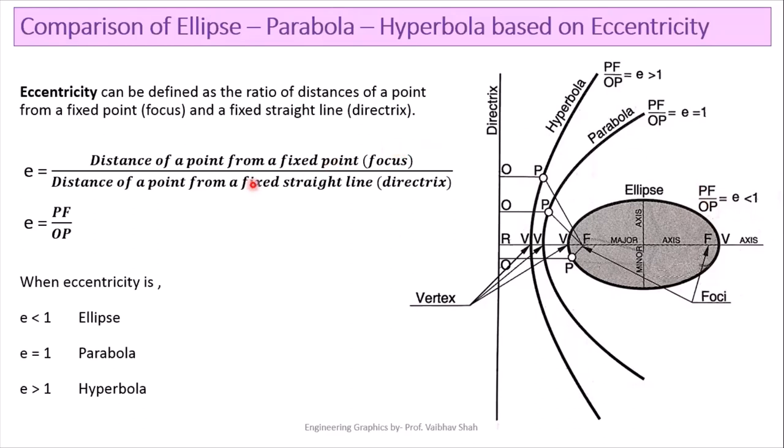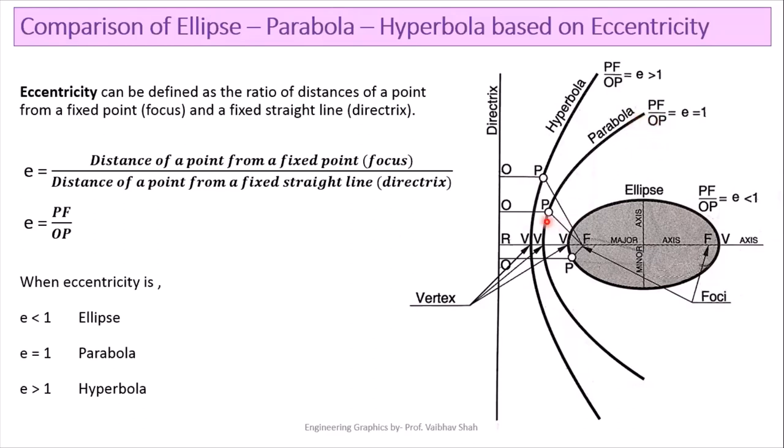Now, let us define eccentricity for the second curve, the parabola. Let us first take any point P on this parabola. Eccentricity E is equal to the distance of a point from a fixed point. This is your point, and the distance of this point from the fixed point, that means your focal point, PF would be your distance. Let us put this PF, divided by the distance of the point from a fixed straight line or directrix. Its distance from the directrix, the vertical line, will be your PO. So let us divide PF by OP, or you can also say PO, which will give you the eccentricity for the parabola.